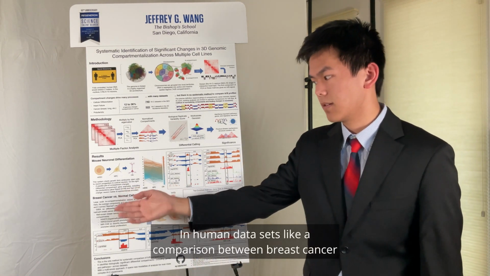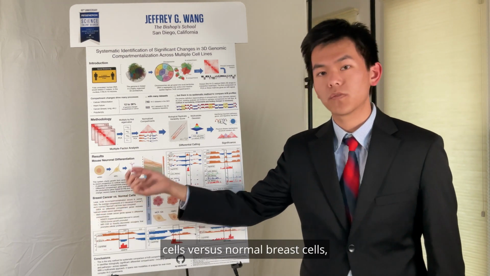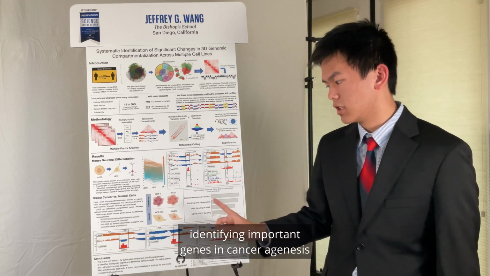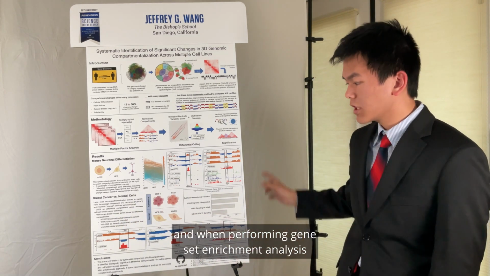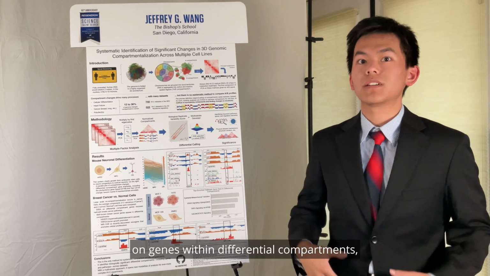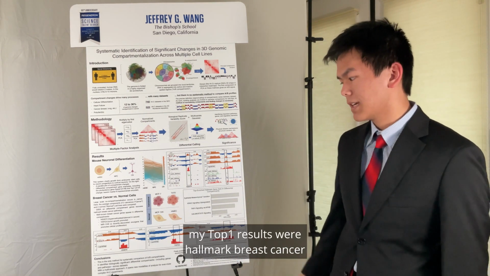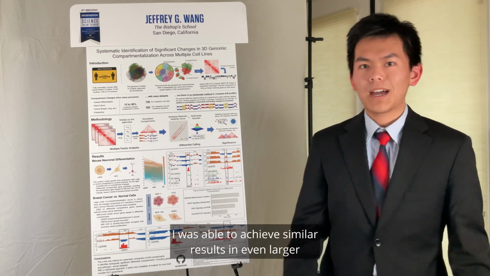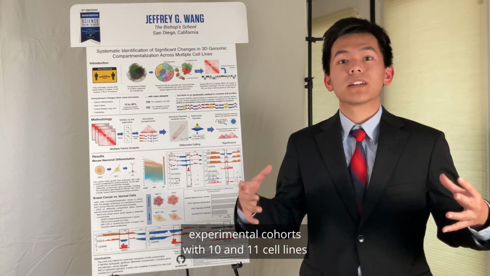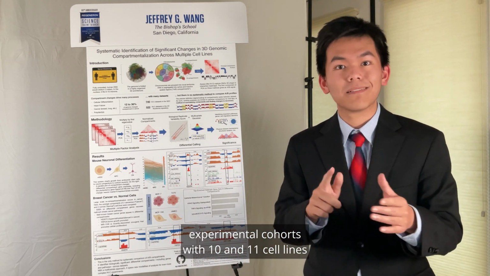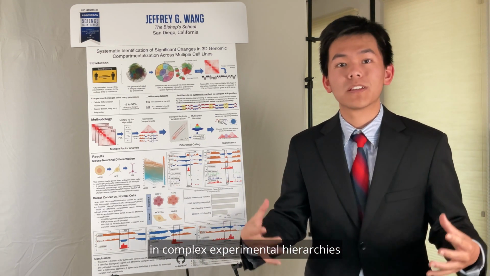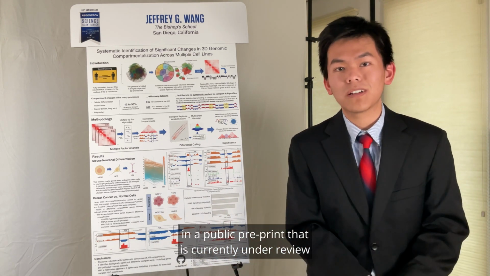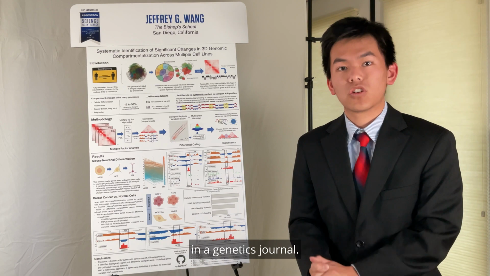In human datasets, like comparison between breast cancer cells versus normal breast cells, I was able to do similar things, identifying important genes in cancerogenesis, and when performing gene set enrichment analysis on genes within differential compartments, my top results were hallmark breast cancer signaling pathways. I was able to achieve similar results in even larger experimental cohorts, with 10 and 11 cell lines in complex experimental hierarchies. And these results are available in a public preprint that is currently under review in a genetics journal.